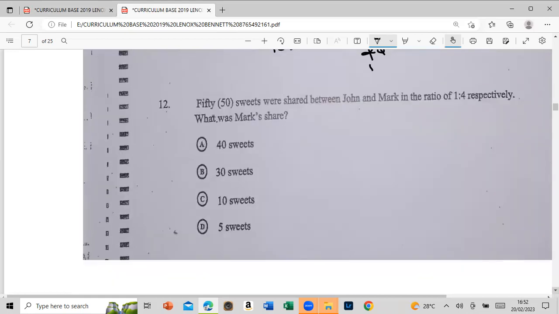Alright, this one says 50 sweets were shared between John and Mark in the ratio 1 to 4 respectively. What was Mark's share? So first of all, what we need to do is write what the ratio is. Write the names just to identify each. Notice the word respectively. That means it follows the order. So it says John and Mark, so it's John to Mark. And then you can write the ratio.